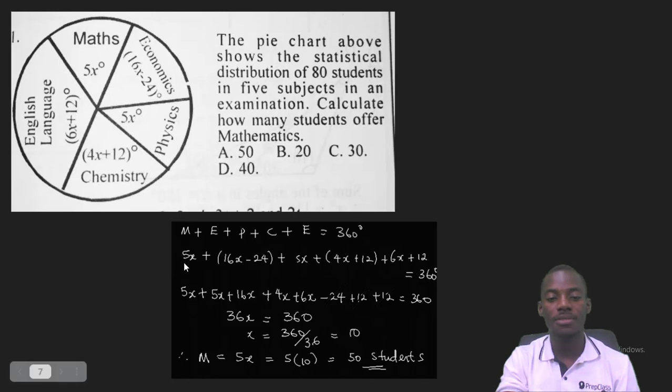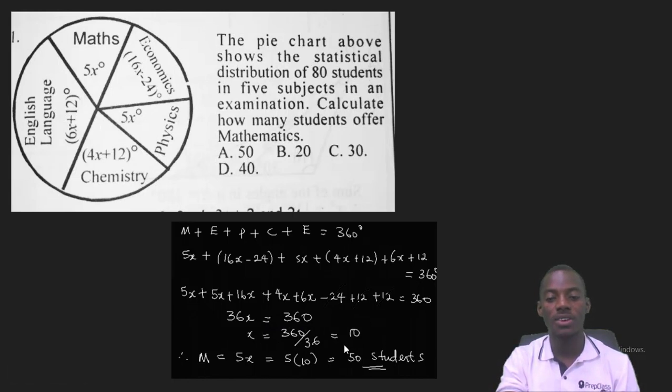Then collect like terms. 5x, the next x is 16x, the next is 5x, and then I have 4x. Okay, and I have 6x. Then I have the numbers now, 24, 12, and 12. This will cancel. 12 and 12 is 24. 24 minus 24 is 0. So 5x plus 16x plus 4 plus 6 is 36x. 36x equals 360, divided by 36. My x is 10. So what now for maths?